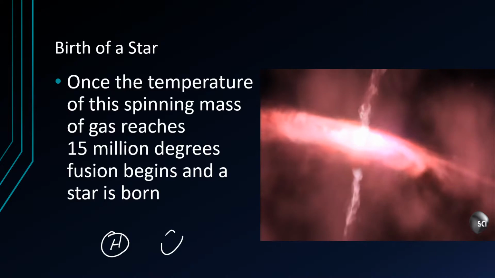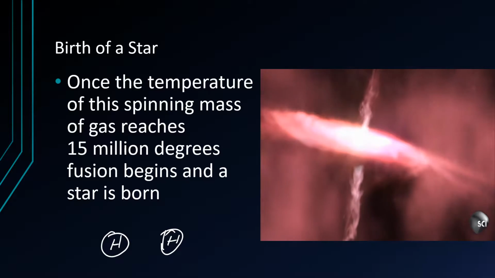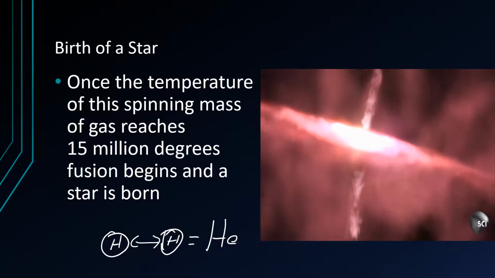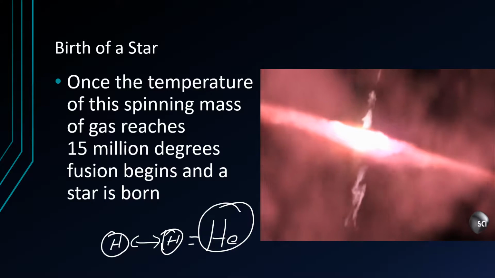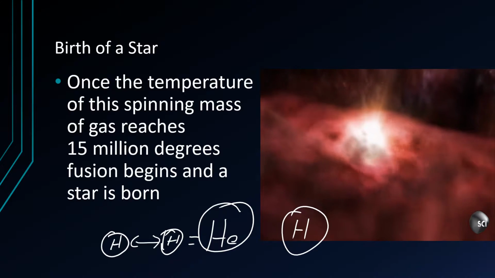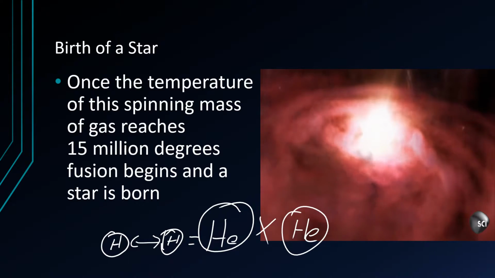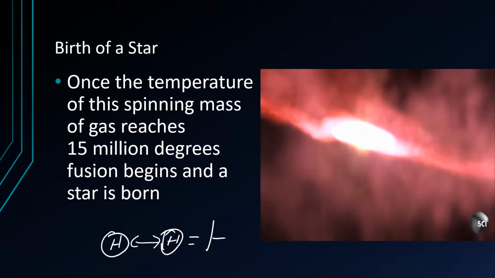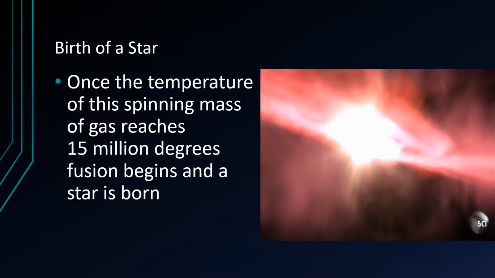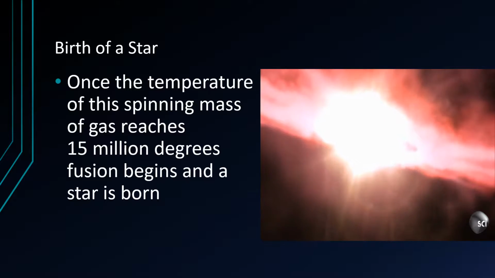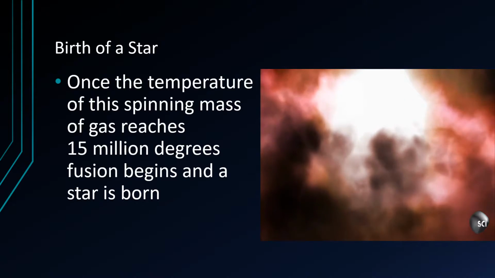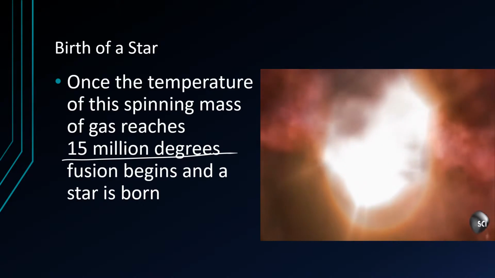hydrogen atoms will fuse together to form helium atoms. But at 15 million degrees, two helium atoms will not fuse together. That's important, especially in the later life of the star. As it goes through, it's actually going to heat up because the core will shrink and it will cause the fusion of heavier elements. So this 15 million degrees, that's when a star is born.